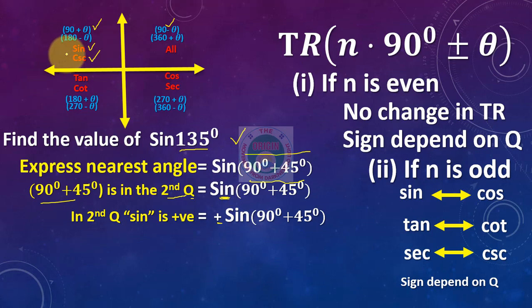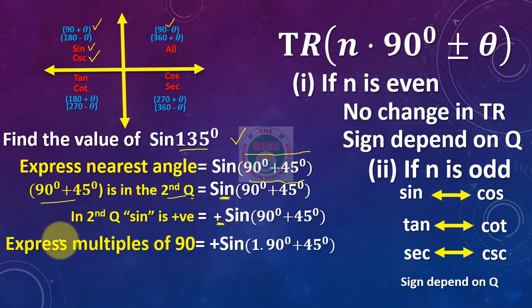In the second quadrant, suppose you take cos 135, where 135 is 90 plus 45. In the second quadrant, sine is positive, but cos is not. In that case, you should take the negative sign. But here sine is in the problem, and sine is in the quadrant also, so we take the positive sign. That is, in the second quadrant sine is positive. Now, this is a very important point.